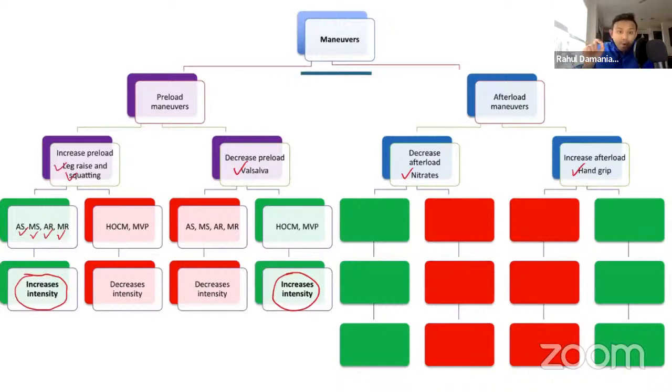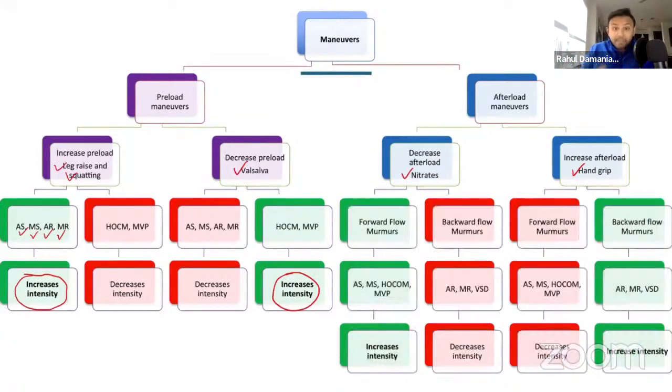The summary point for HOCM and MVP is the fact that when the heart is empty, you will hear the murmur the loudest. When the heart is empty, you will hear the click of mitral valve prolapse much earlier. Let's go ahead and talk about the afterload side. When it comes to the afterload side, we are going to be characterizing the murmurs as forward flow or backwards flow.